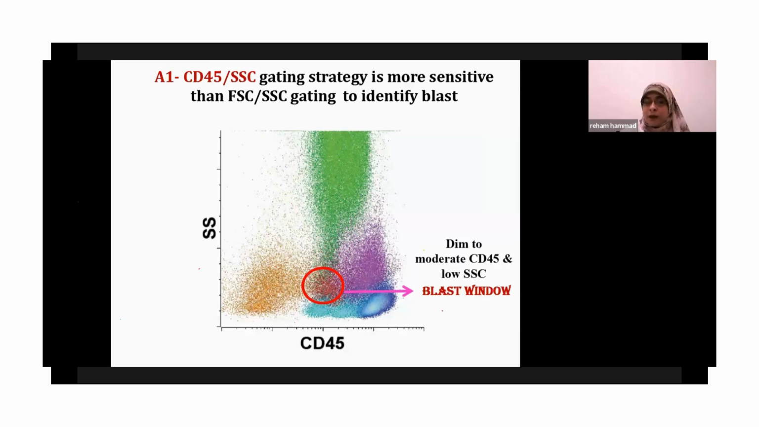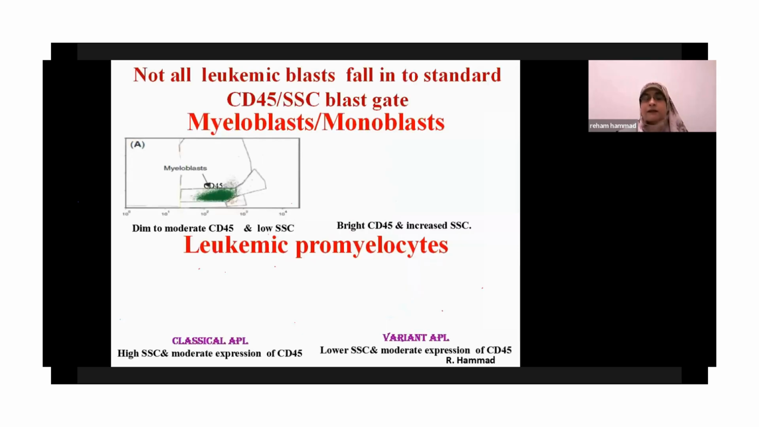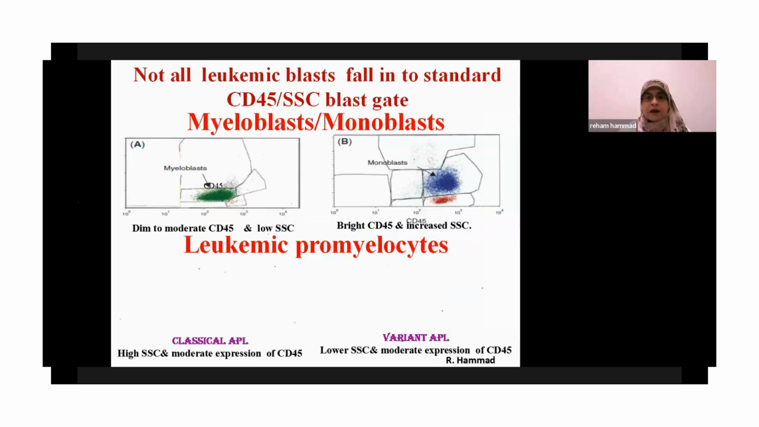This is the blast window area. Do all the leukemic blasts lie in this area? No, actually not. According to the type of blast, you are going to find it lying in different areas. Myeloblasts are usually dim to moderate CD45. Monoblasts are usually high, bright CD45.